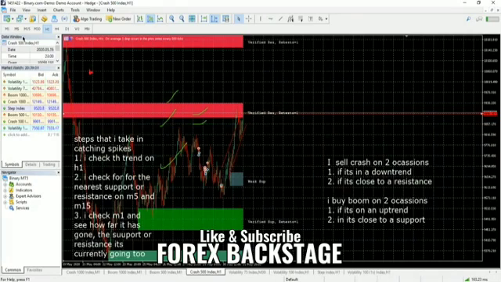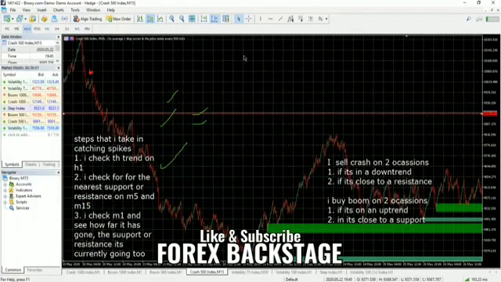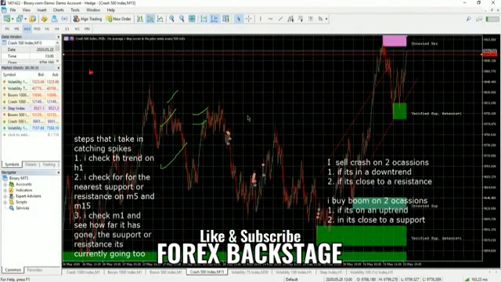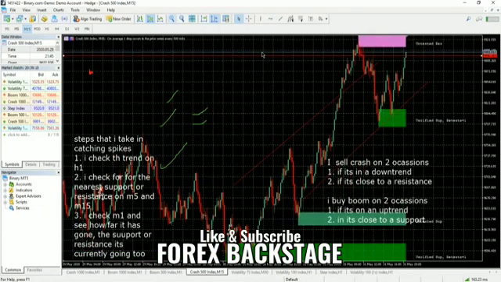Check for support and resistance, direct support and resistance on M15. Okay, this is my direct support and resistance on M15. Can you see? This is my nearest resistance here. It's still far on M15. Let me zoom it so you can see. It's still a bit far. It will take around 15 minutes more before it gets here.